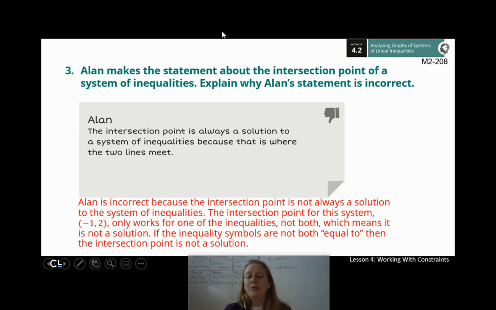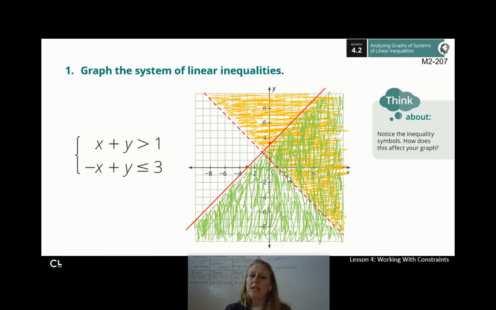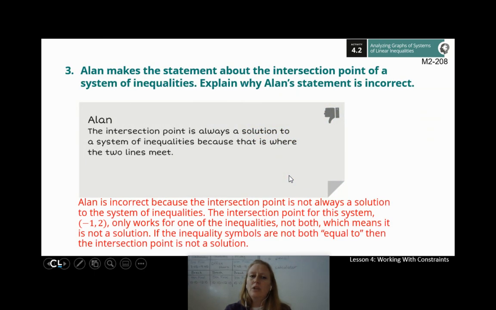Like the intersection point for this system that we just did, let me come back here, -1, 2, they do intersect right there, but it's not a solution because while this is solid, that one's dashed. It's not equal to. So it only works for one of the inequalities, not both, and that means it's not a solution. So if the inequality symbols are not both equal to, if they're not both solid lines, then the intersection point is not a solution. So watch out for that.